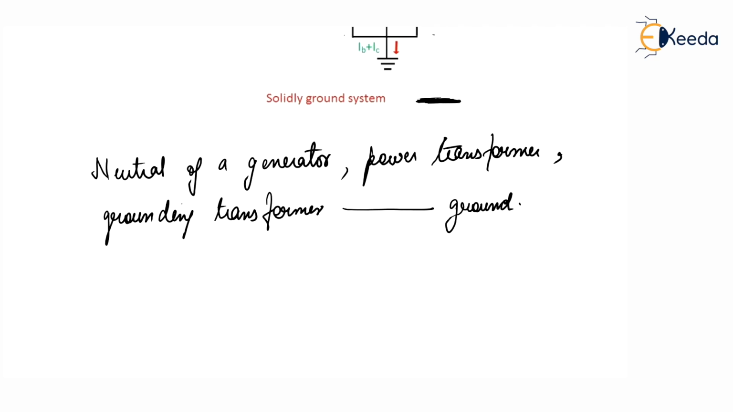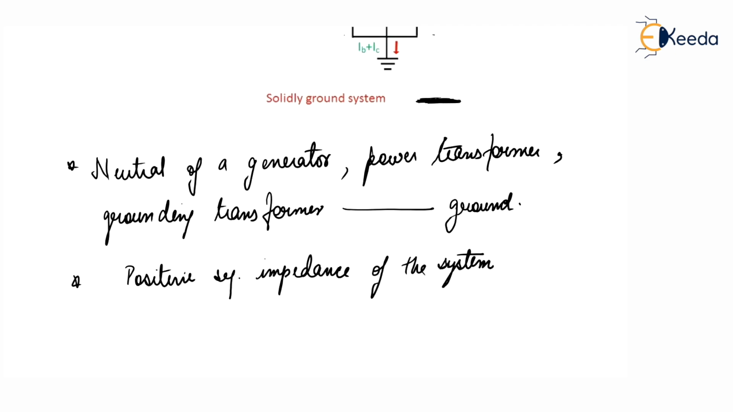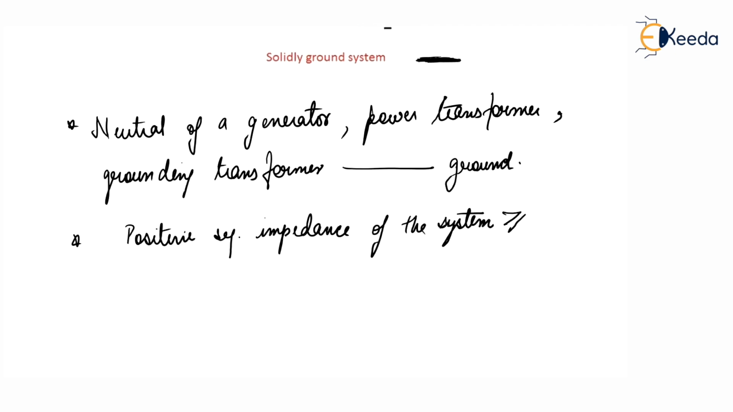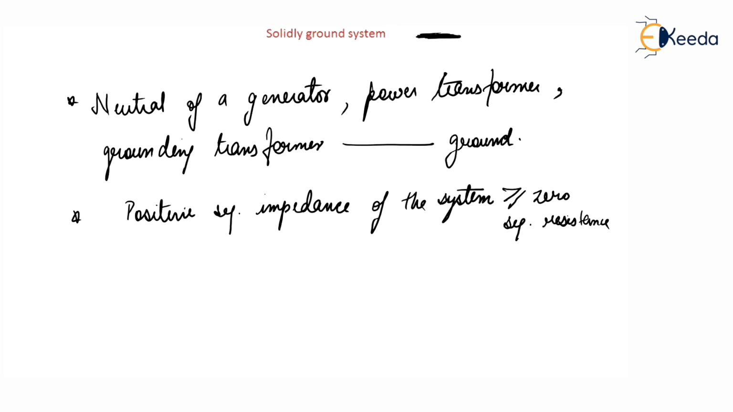So a part of the system is said to be solidly grounded when the positive sequence impedance of the system is greater or equal to zero sequence resistance, and positive sequence reactance is 3 times greater than or equal to the zero sequence reactance.